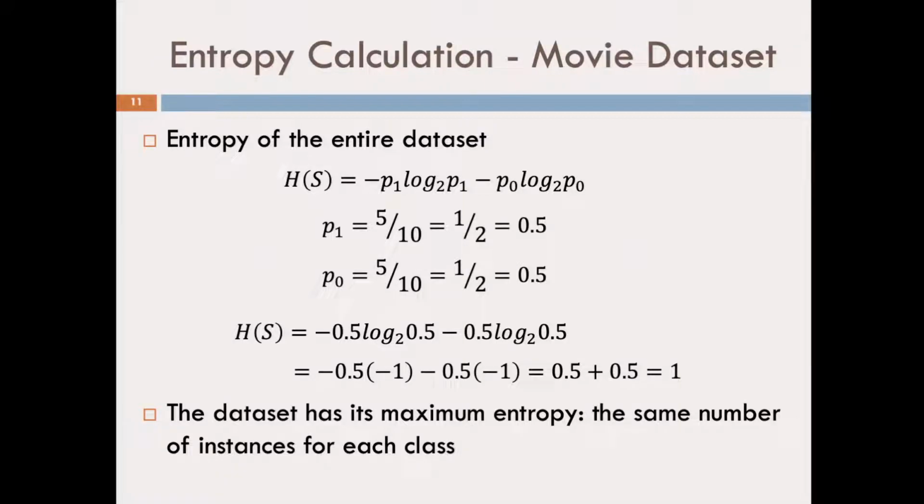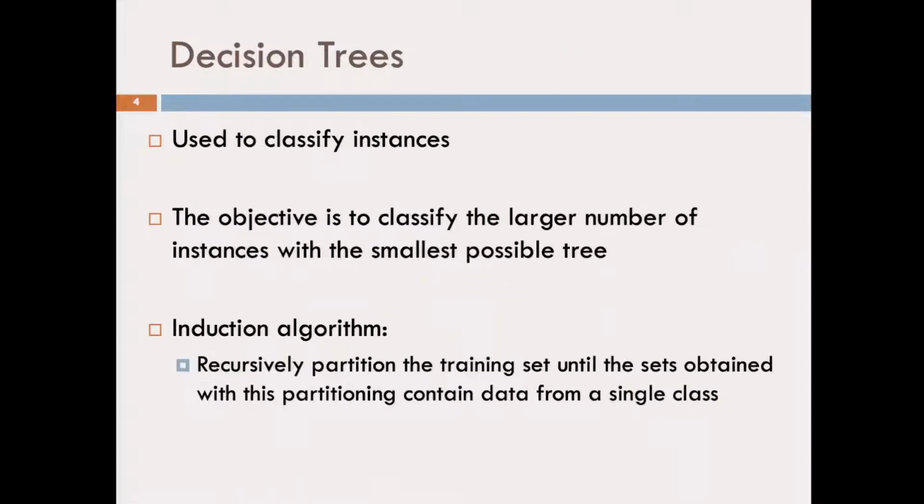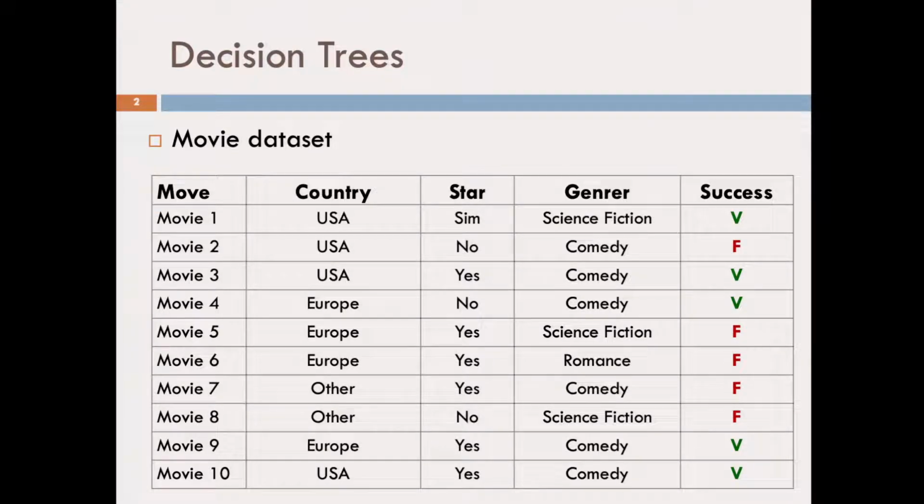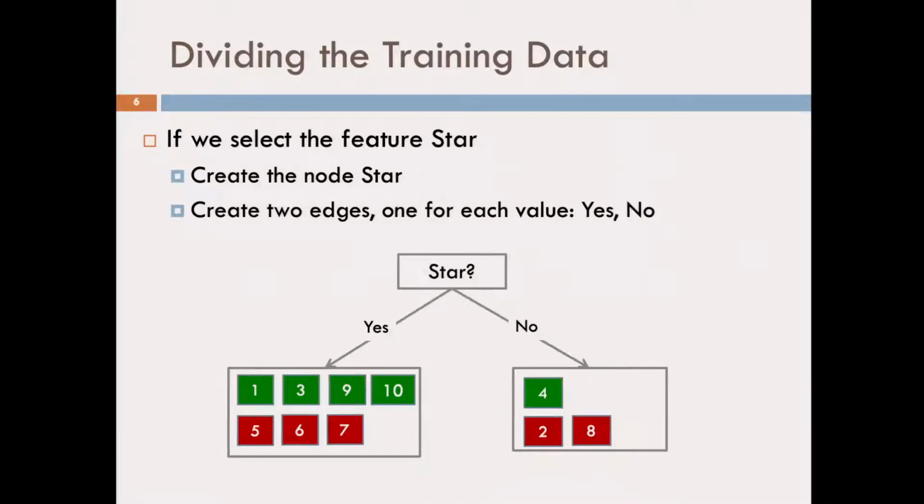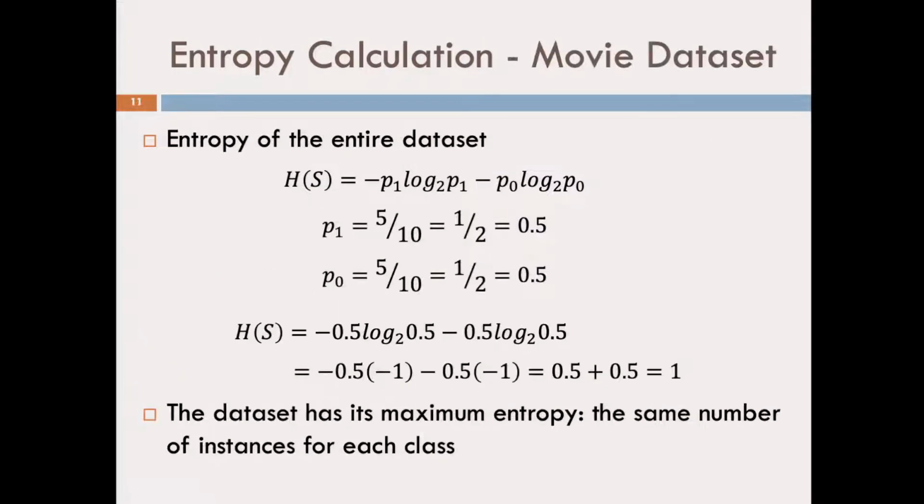So let's see how we calculate the entropy for the entire data set. We get the entropy value for the whole data set I showed you in the beginning. If we look at the initial data set, we see that we have 5 instances that make success and 5 instances that don't make success. So we have 5 positive instances and 5 negative instances. Okay, good.